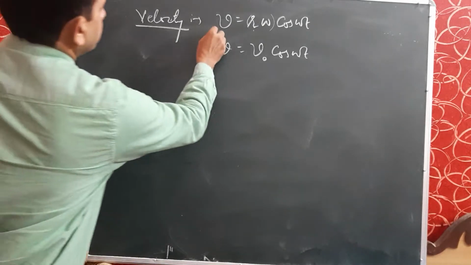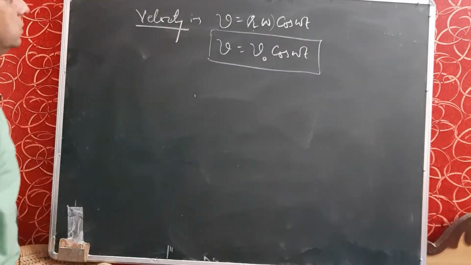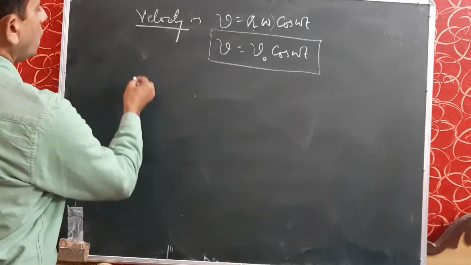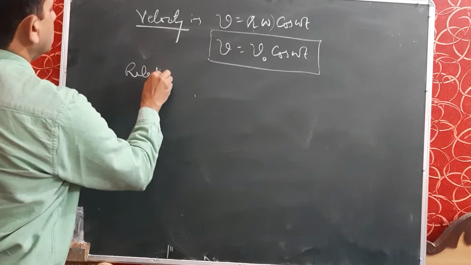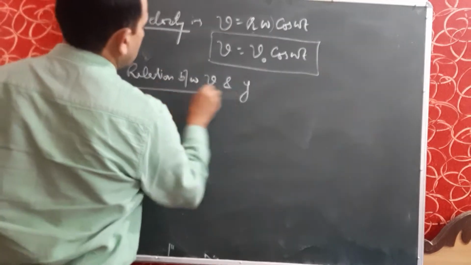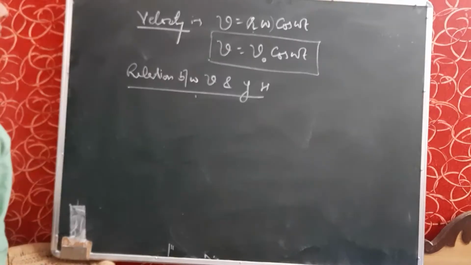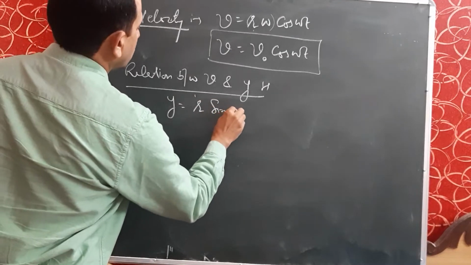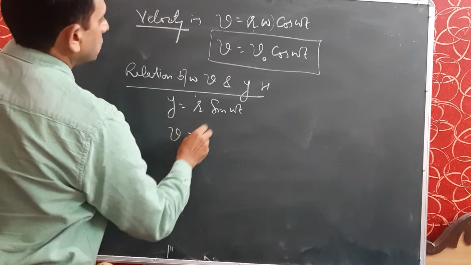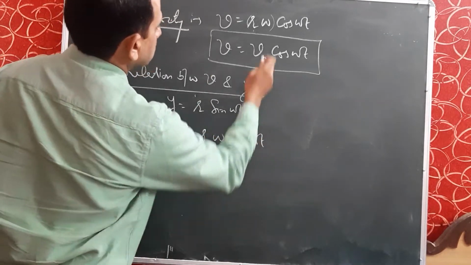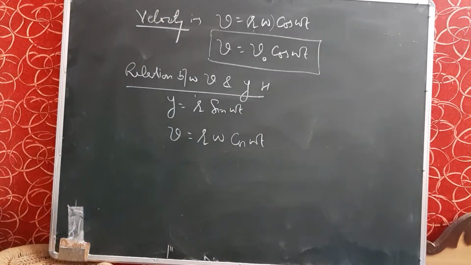Now, you will find the relation between velocity and displacement, v and y. So, what is y? We know that y is r sin omega t and v is r omega cos omega t. Now, we have to find the relation between v and y.